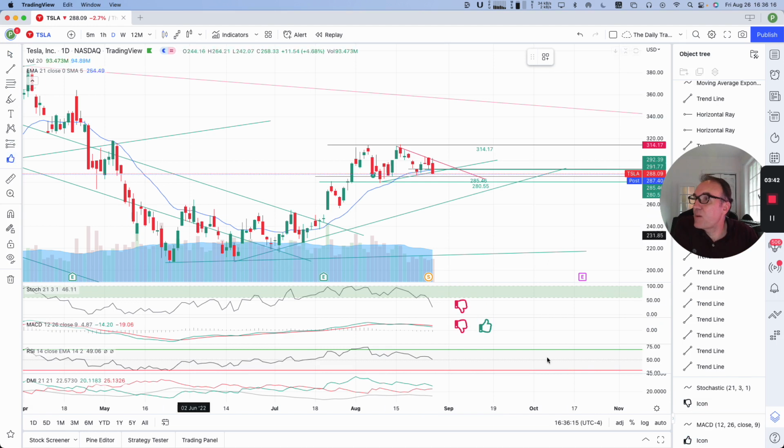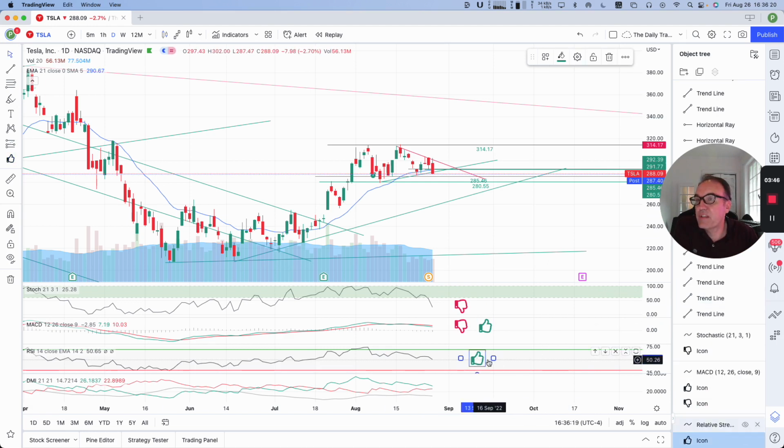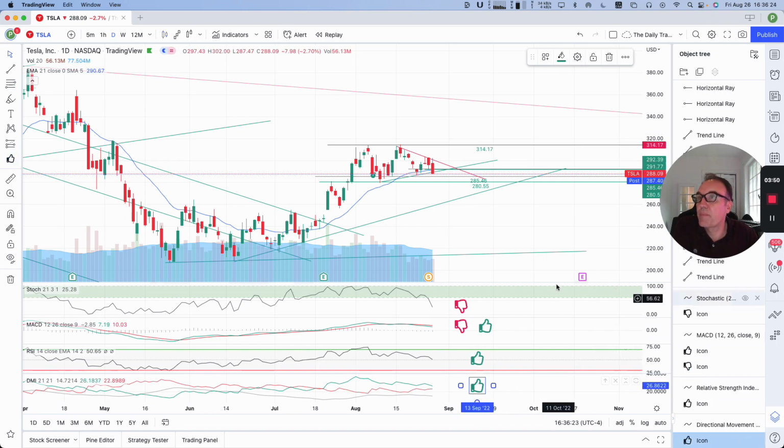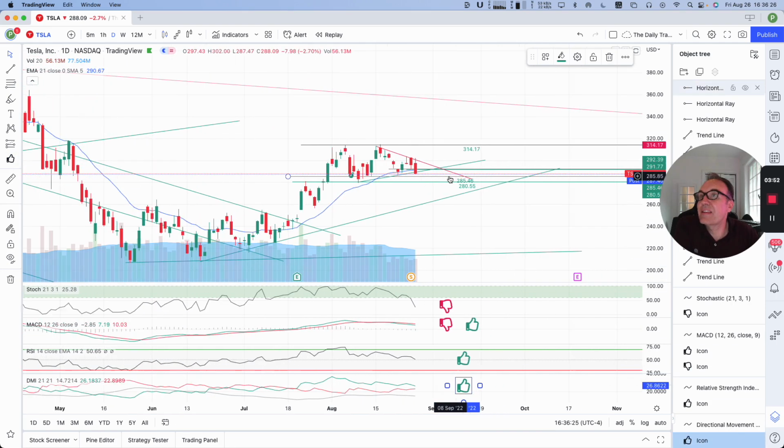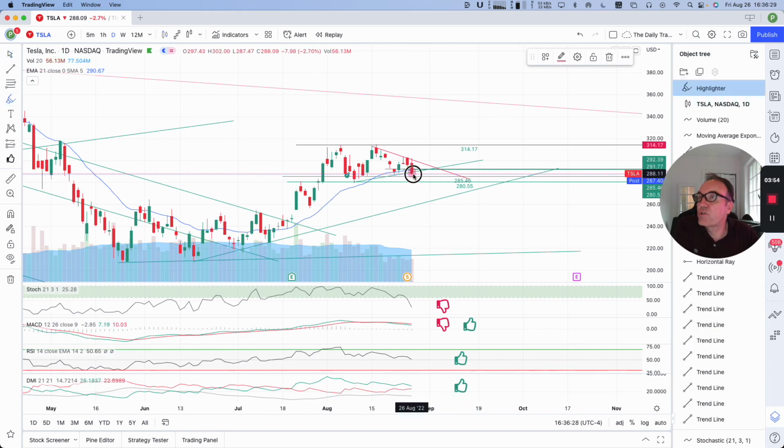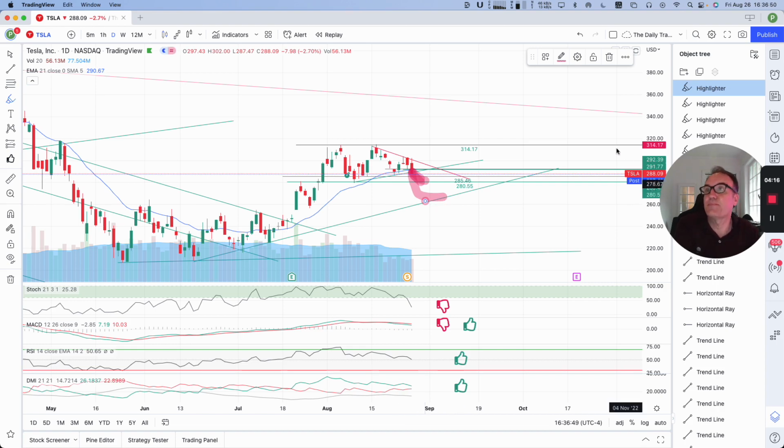Then RSI, which is another indicator that we are using. Each time it's above 50, I use a green thumb up, and DMI, I also use a green thumb up. So most likely, this little bit of a downturn could be temporary. Let's hope that this is temporary. It could also go down to this support right here, which would mean 263, 265, depending on the timing of when we are going to hit it.